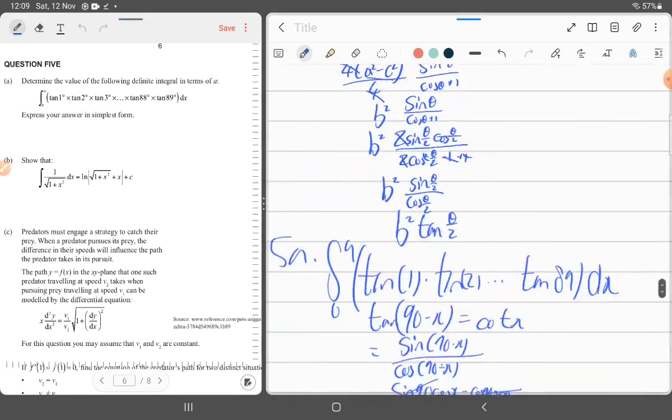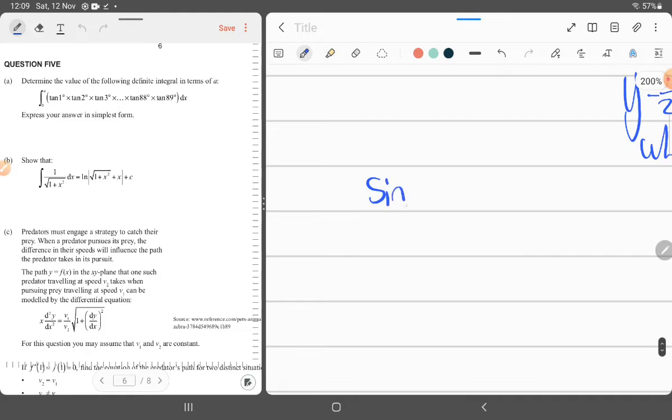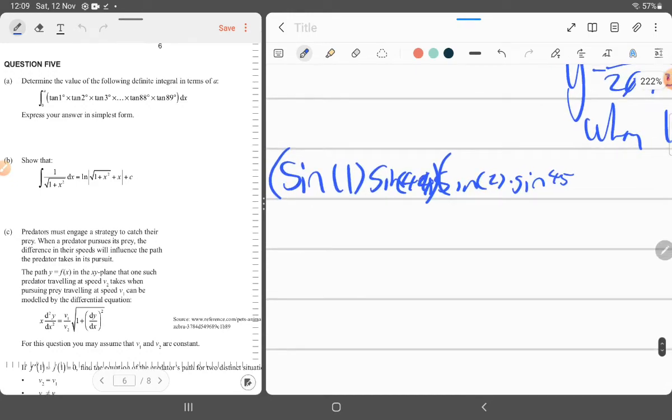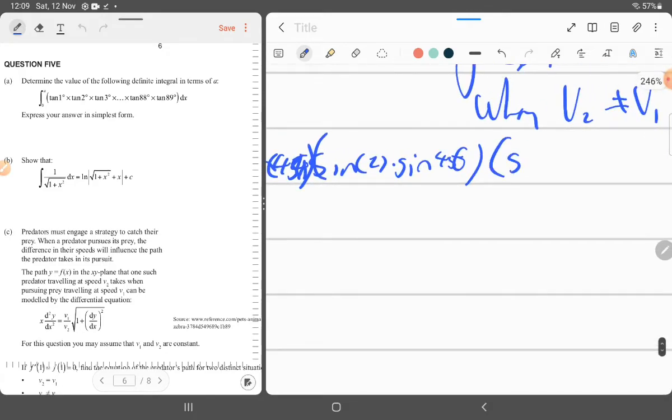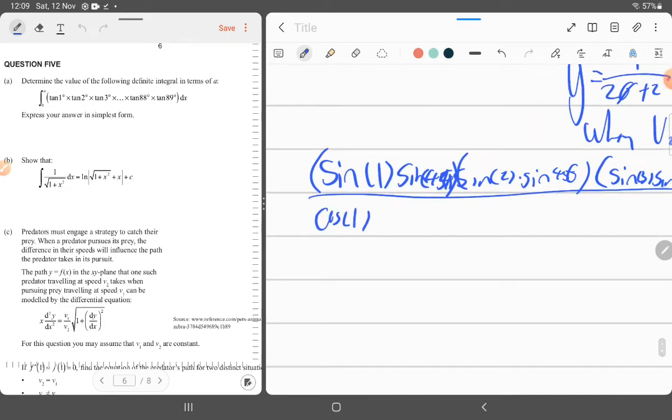Question 5A. Okay, I'll show what I did. I'm not sure if anyone is interested, but I turned it into sine 1 sine 44, sine 2 sine 45, sine 1 sine 45, sine 2 sine 46, sine 3 sine 47 dot dot dot, all over cosine 1 cosine 45, cosine 2 cosine 46 dot dot dot.